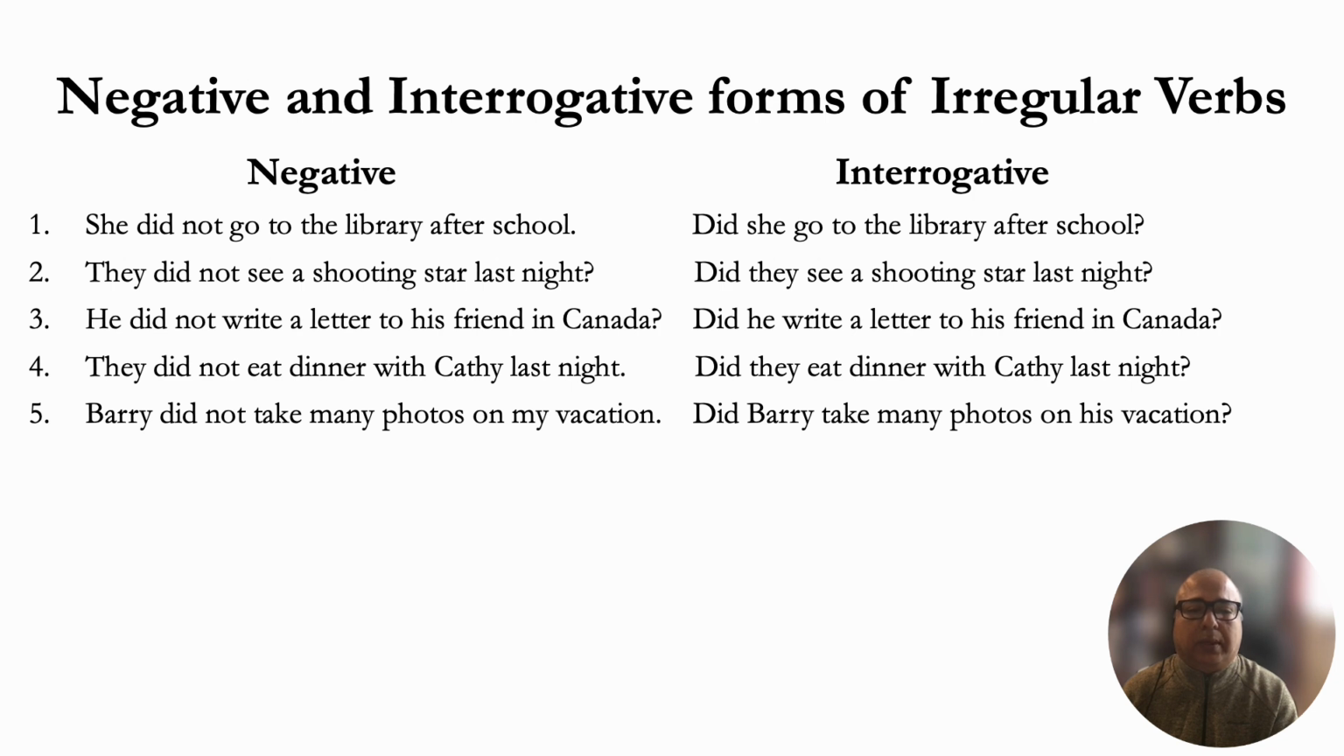She did not go to the library after school. Remember on the previous slide, you may want to rewind it and look at it again. The sentence was, she went to the library after school. How do we make a negative sentence out of this? She did not go to the library. And the question form would be, did she go to the library after school?